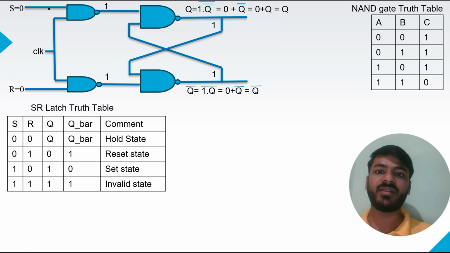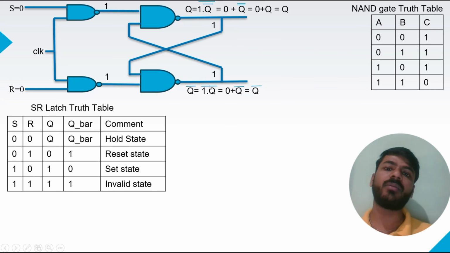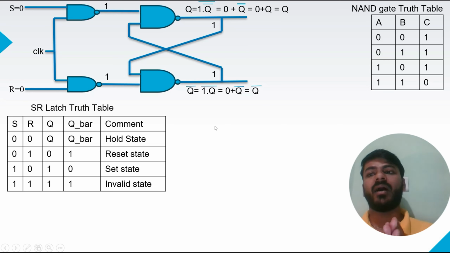Now for this Q bar, the boolean expression will be 1 and Q, whole bar. Again, as per De Morgan's theorem, this whole bar will break and the expression will become 1 bar plus Q bar. So 1 bar means 0, plus Q bar is equal to Q bar. So we are getting Q equal to Q and Q bar equal to Q bar as it is, which means our flip flop is in the hold state. Now we have discussed all four combinations.